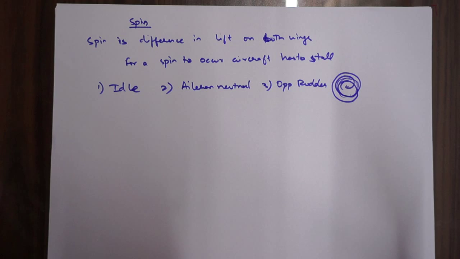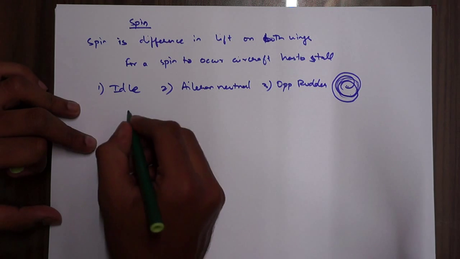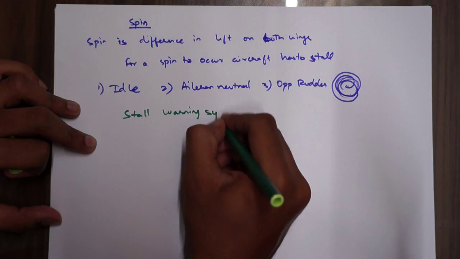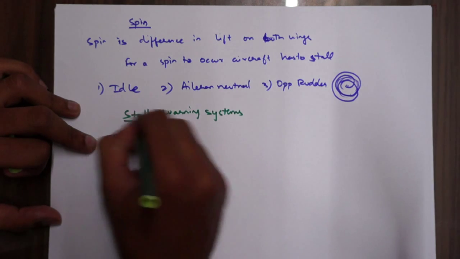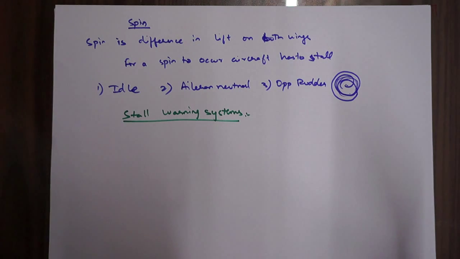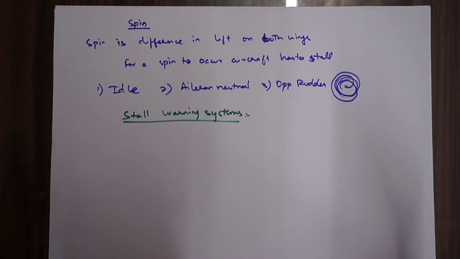Okay, so the last part of stall is stall warning systems. Now why are stall warning systems important? For the simple matter of fact that you don't want the aircraft to stall, right? So with stall warning systems, you don't want the aircraft to stall.